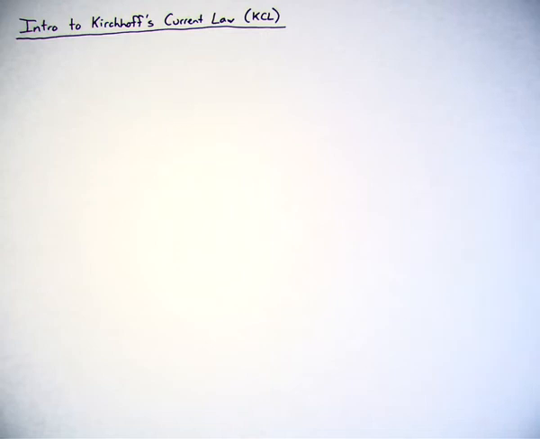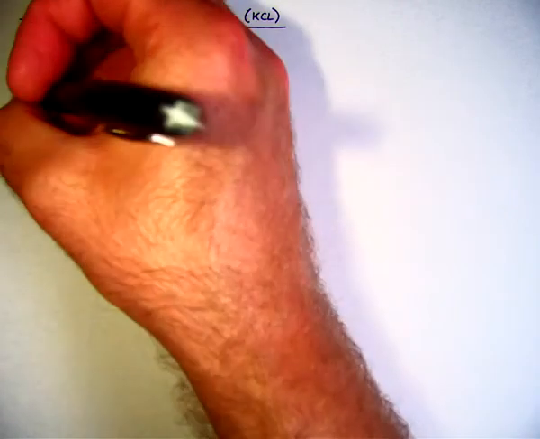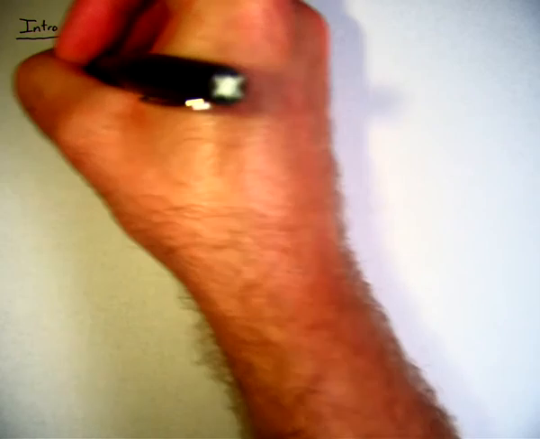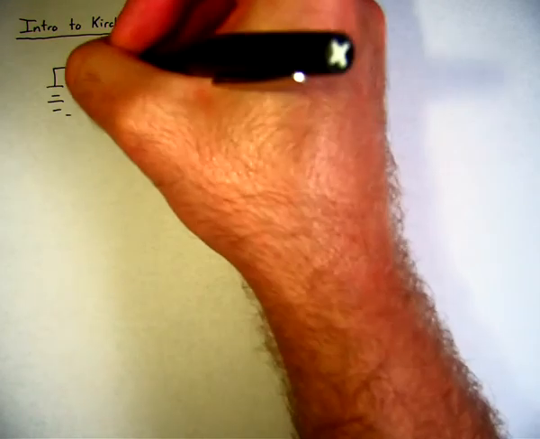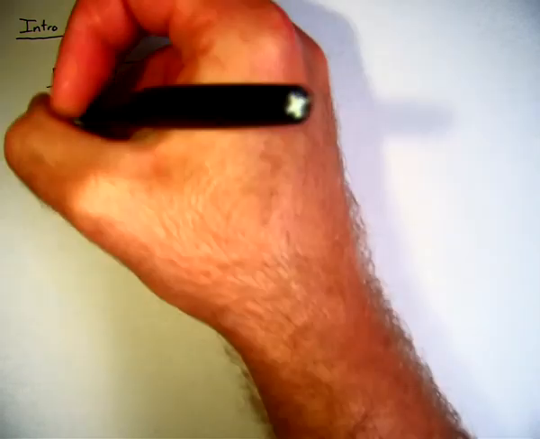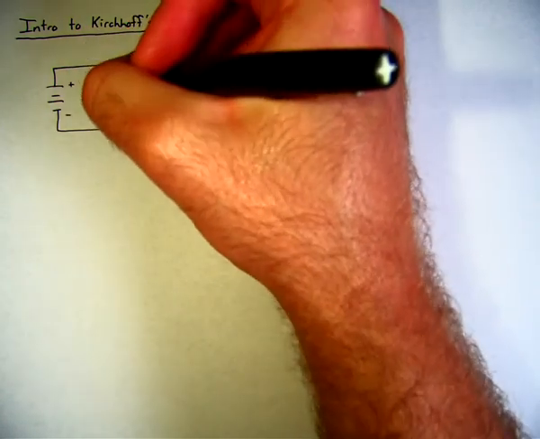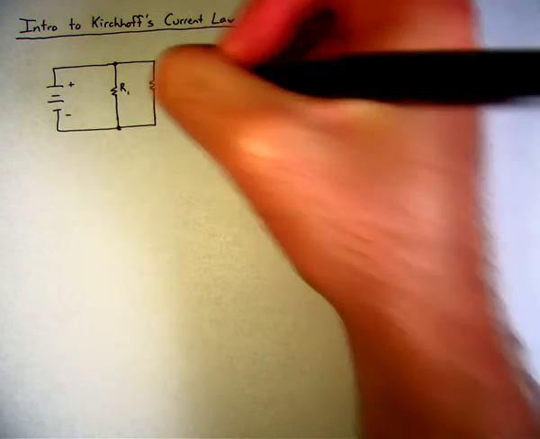Kirchhoff's current law is also known as Kirchhoff's junction rule. It's also known through a process that we call node analysis. Kirchhoff's current law states that if you have a circuit, let's just say we have a circuit right here, power supply, and let's just say we have two resistors in parallel. So I will call this R1, I will call this R2.